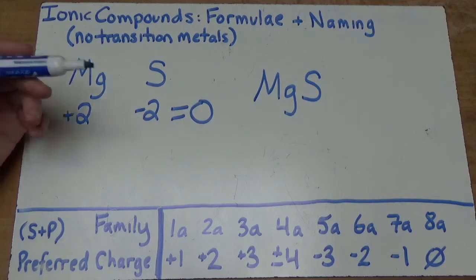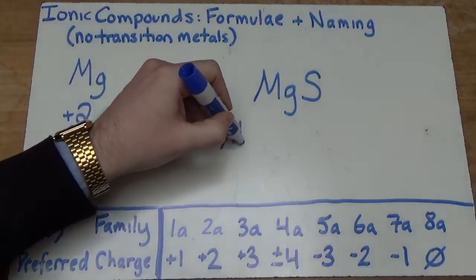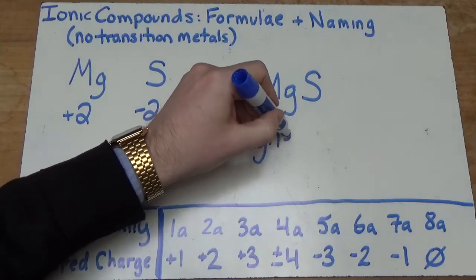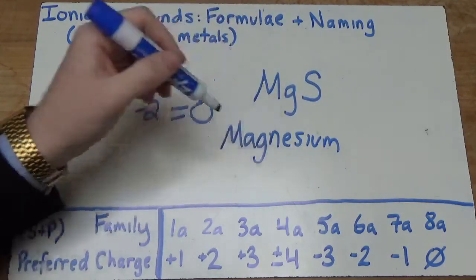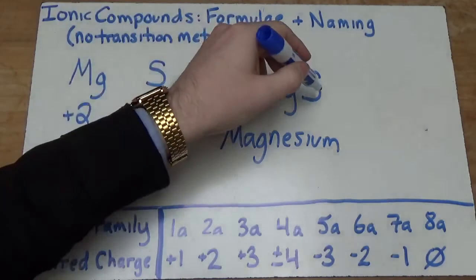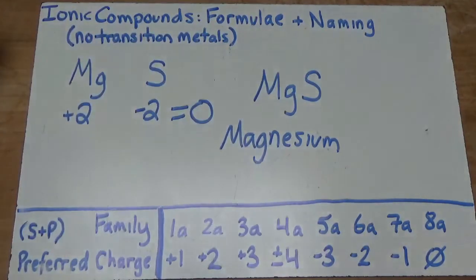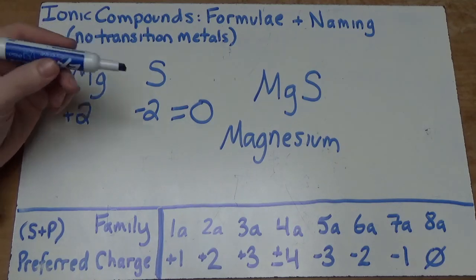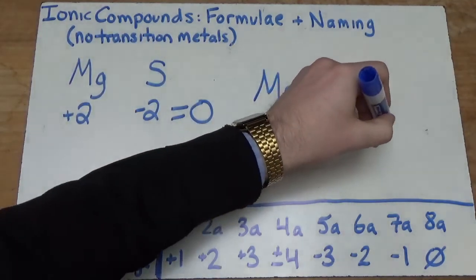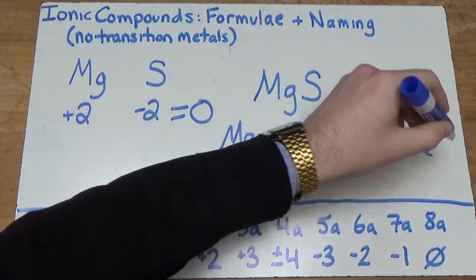In this case, the naming is very simple. Magnesium, since it is the positive thing, we just give it its name. And sulfur, since it is the negative ion, we're going to take its name and add IDE to the end. Sulfide.